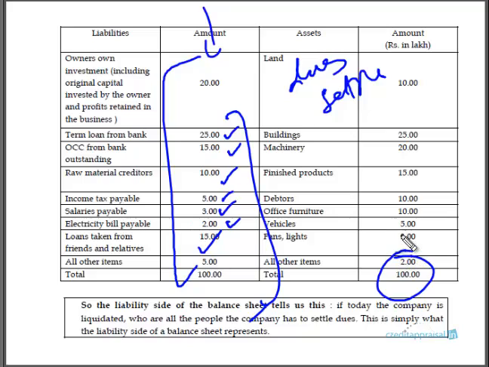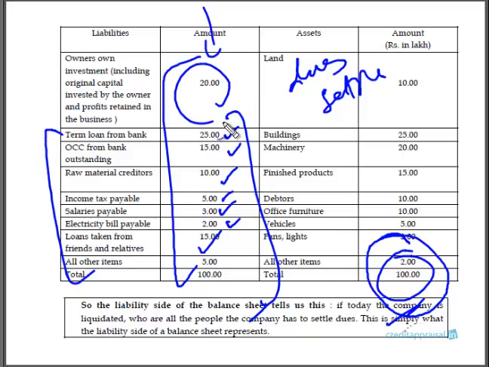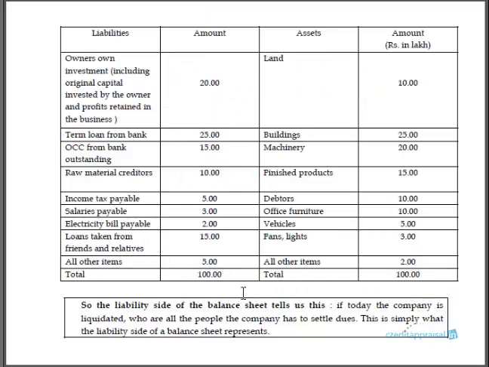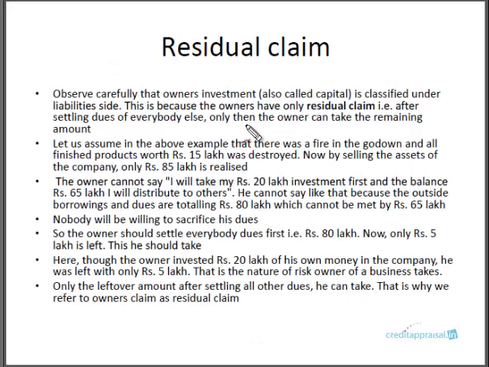So the liability side will be telling, once the company realizes this amount by selling all these assets, what is it going to do with this? It is going to settle these dues, and whatever is left will go to the owner. So what the liability side of the balance sheet tells is, if today the company were to liquidate, who are all the people the company has to settle the dues with. This is simply what the liability side of the balance sheet represents.